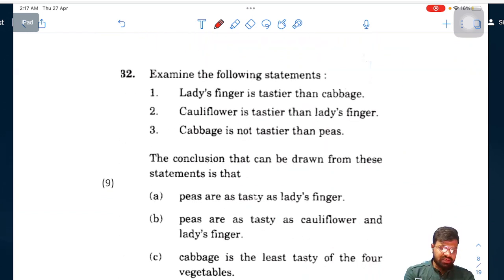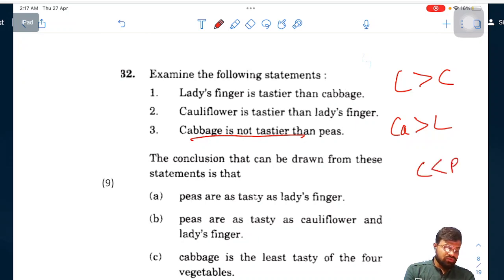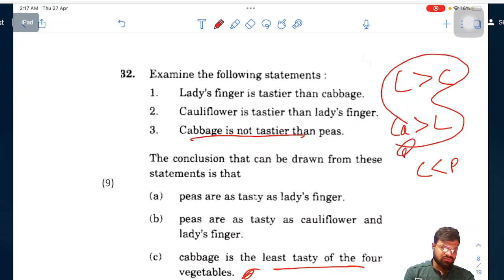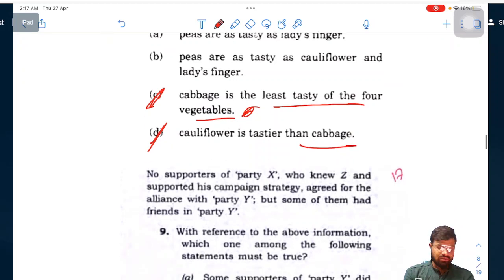Lady's finger is tastier than cabbage. Cauliflower is tastier than lady's finger. Cabbage is not tastier than peas, so cabbage is less tasty than peas. So cabbage is the least tasty. Is cauliflower tastier than cabbage? Obviously yes, based on those three things. So these two statements are true.